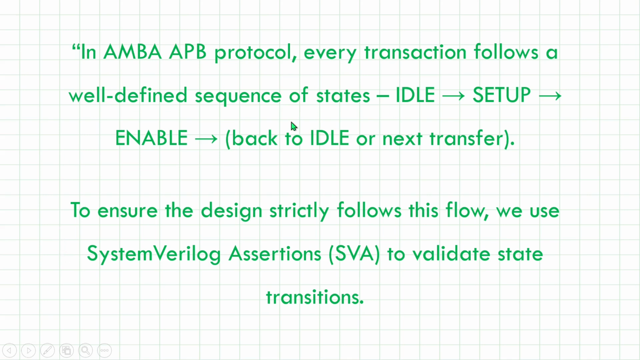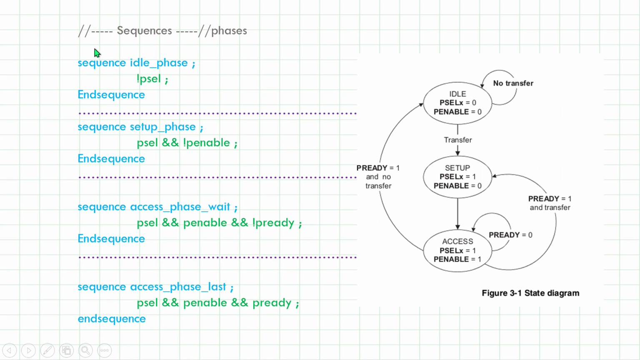In that video I explained that the AMBA protocol has some states: idle, setup and access transfer state, and we check that behavior with the help of assertions, because behavior can only be checked by assertions, not by any other verification method. So first, this is our FSM state diagram, which you can get from the specifications of AMBA protocol APB. First is the idle state, then the setup state, then the access state, and we will check that after idle it goes to setup, and then access state.